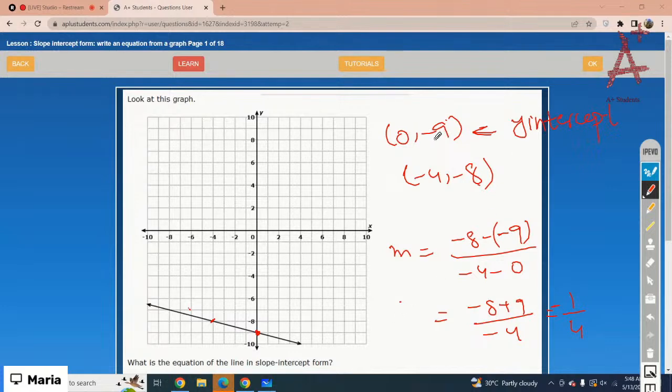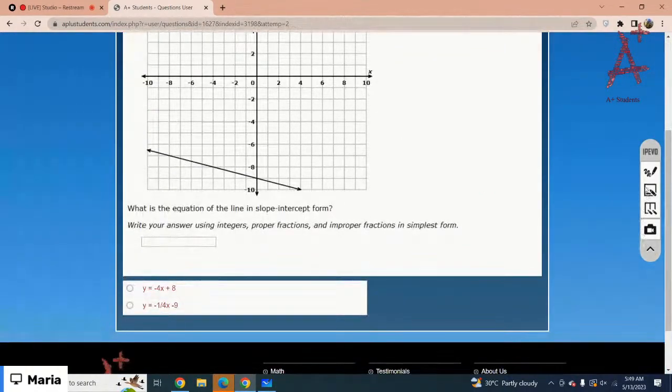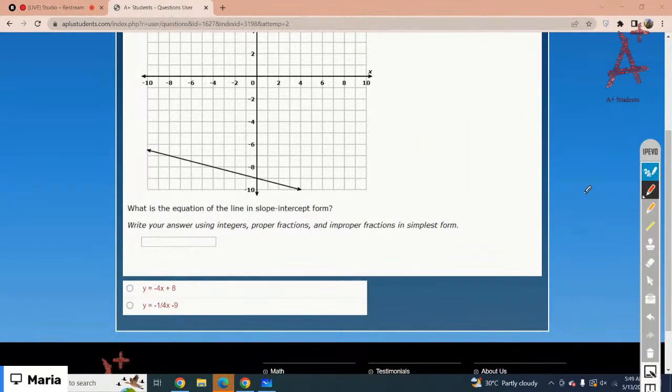That is the slope. You already have the y-intercept. So the equation would be y equals negative 1 over 4x, and the y-intercept is negative 9. So it would be y equals negative 1 over 4x minus 9. Got it? The correct option is y equals negative 1 over 4x minus 9. Here is the correct option. Got it? The second one is the correct option.